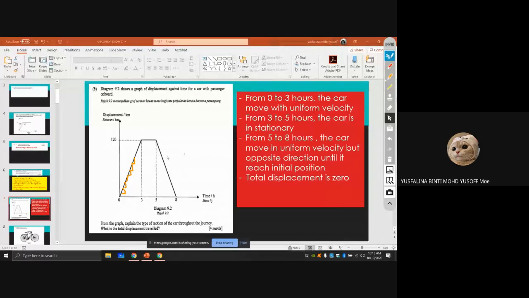And then this one goes down like this, but if you draw a triangle, the size of the triangle is still the same, so it still moves with uniform velocity but in the opposite direction. And when it reaches zero, you have to know it means it has already reached its initial position, so the total displacement is zero. So 4 marks, 1 mark for 1 point. Alright, next question.